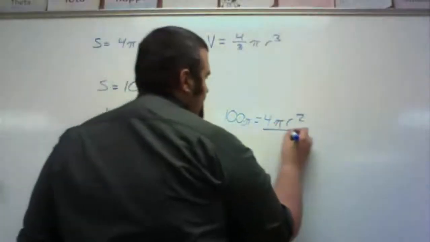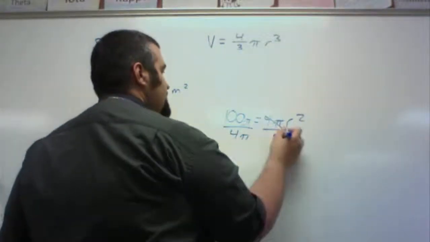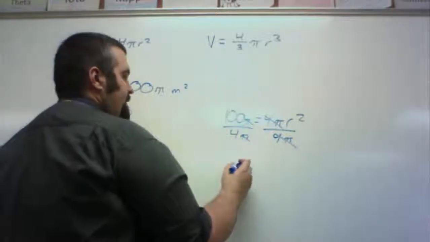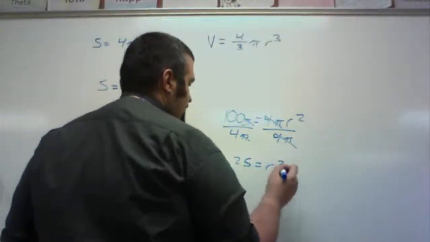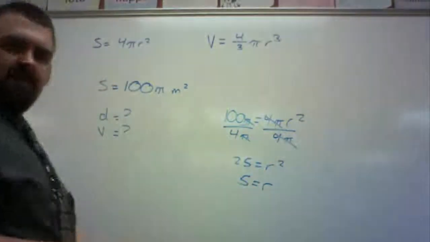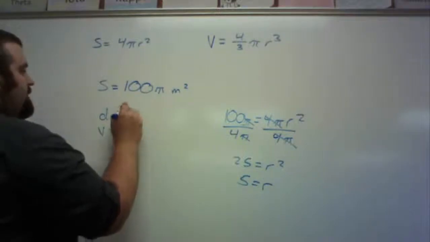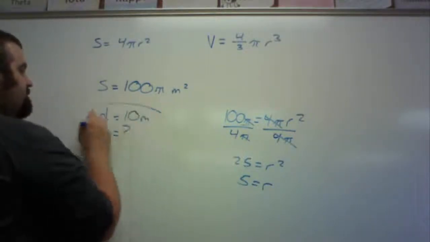So what if I got r by itself? I divide both sides by 4 pi. Well, the pi's cancel out. 100 divided by 4 is 25 equals r squared. Square root both sides, r is 5. Wait, I just found the radius was 5, which means the diameter is 10 meters.